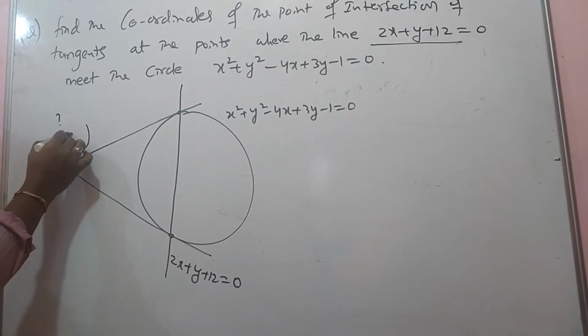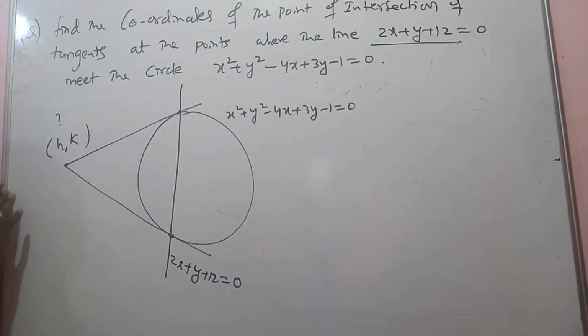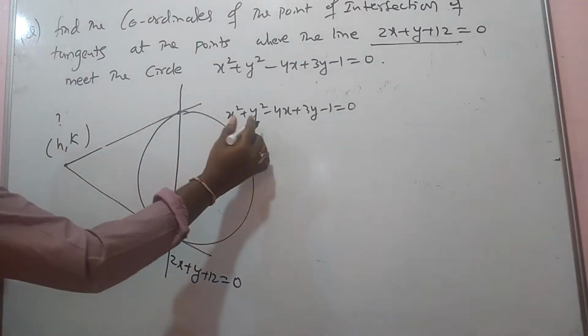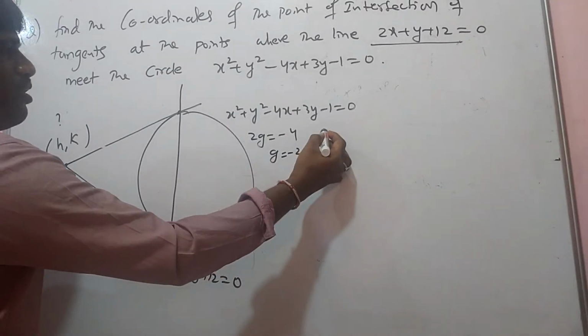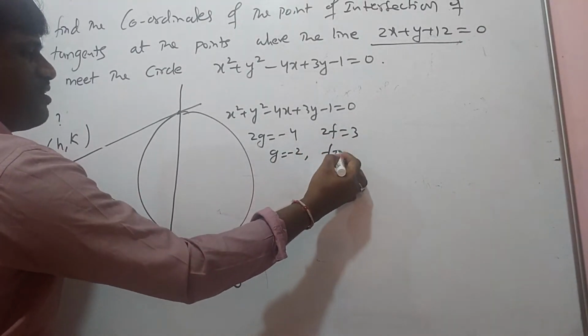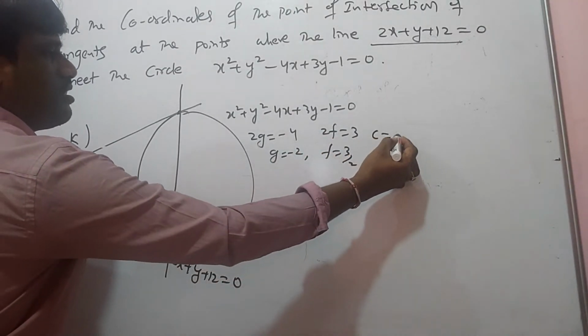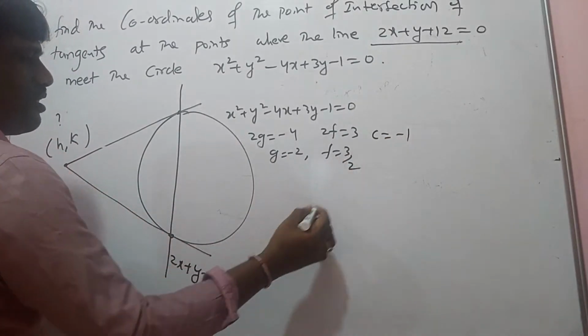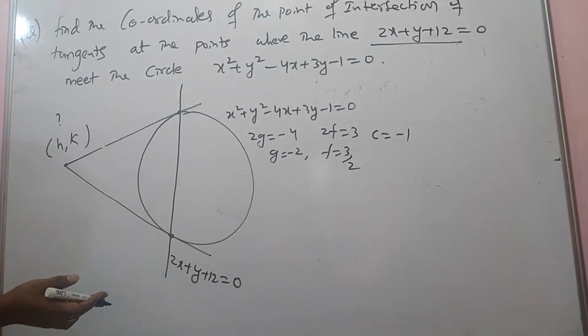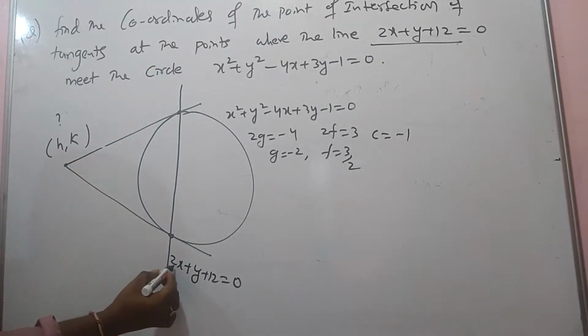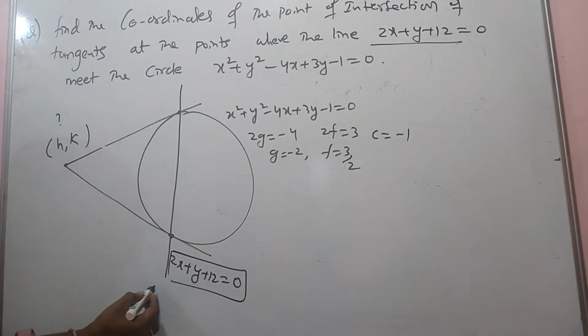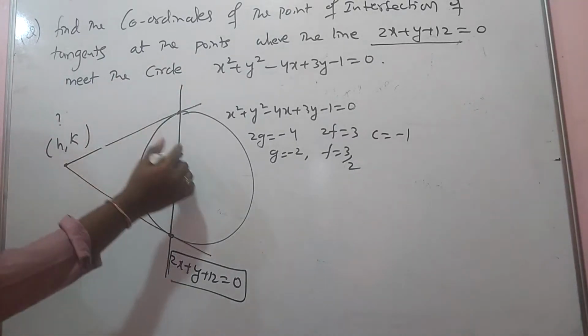We have taken h comma k here. Now we have taken this one. From this, 2g is equal to minus 4, so we took g is equal to minus 2, 2f is equal to 3, f is equal to 3 by 2, c is equal to minus 1, we have substituted. After that, we found the equation of the tangent, and that we have compared with this. So the chord of contact equation is what?